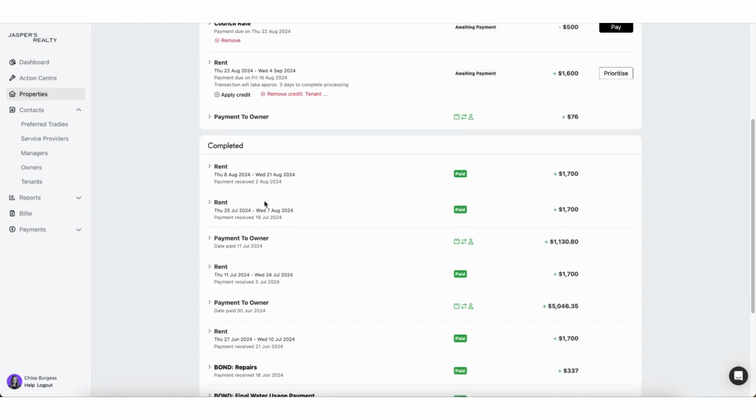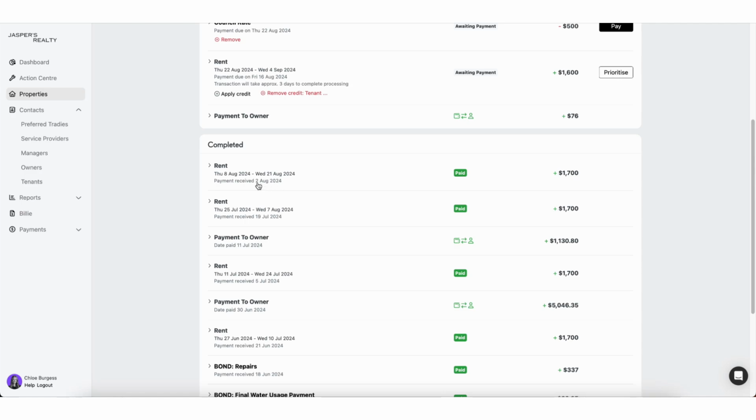Now, with the completed section, you can see the rental line item. So what period this rental amount covered for. So the Thursday, the 8th of August to the 21st of August, and then right down below when it was received, so the 2nd of August.